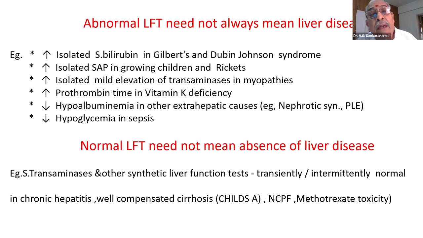Now, when you mean liver disease, there need not always be liver disease. If the patient is jaundiced, you can have abnormal LFT, but the liver may be normal. For example, in Gilbert's and Dubin-Johnson, the patient is jaundiced, but most of the liver tests are normal. For example, in a growing child with rickets, the SAP may be very high. The child may not be having jaundice. Then transaminases may be high in myopathies. Prothrombin time may be high in vitamin K deficiency.